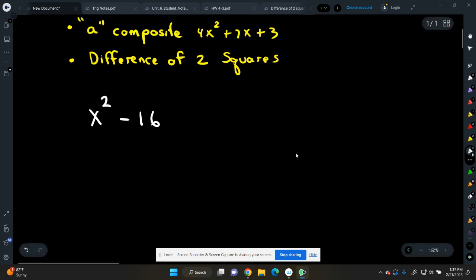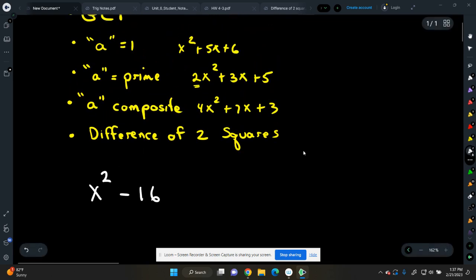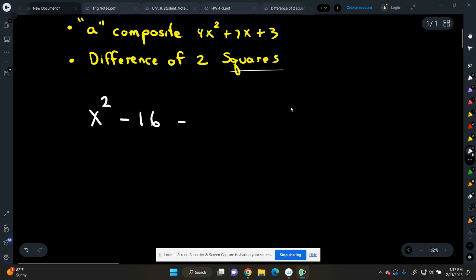There's only two terms. Notice these all have three terms. The x term is missing. So when we see a polynomial that only has two terms, the x term is missing, and there's a minus between them, then we should be thinking the difference of two squares. And what we're going to do is take the square root of both of these numbers.